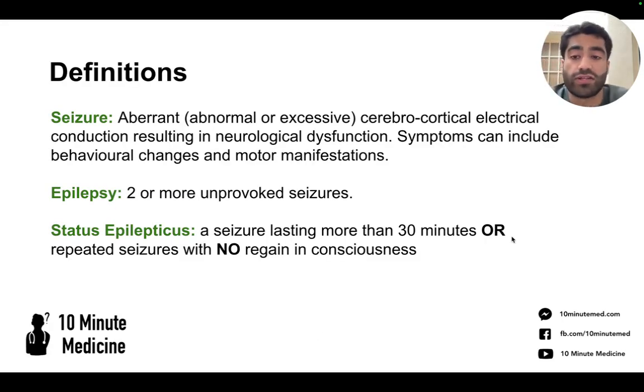So defining seizure activity is aberrant cerebrocortical electrical conduction resulting in neurological dysfunction. Symptoms can include behavioral changes or motor manifestations, what you'd more typically see. Epilepsy is defined as 2 or more unprovoked seizures, and status epilepticus is a seizure lasting more than 30 minutes or repeated seizure activity with no regain in consciousness.